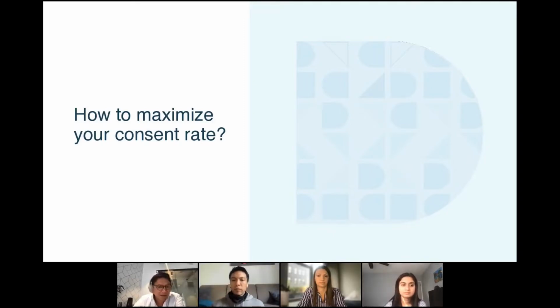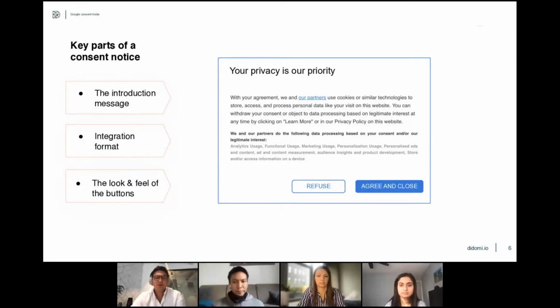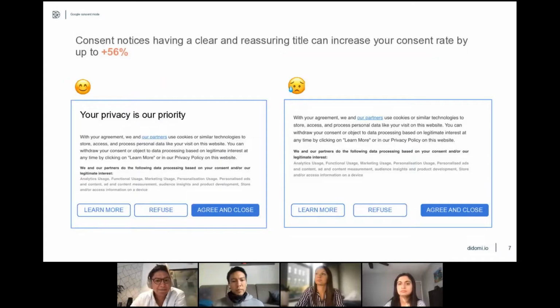I will try to be short. I will introduce you to mainly three concepts: the title, the integration format, and the look and feel of the buttons. The combination of these three factors allows you to increase the consent rate and ultimately create trust with the user. This is the result of research that we did on 40 million consents. That was the scope we took for this analysis.